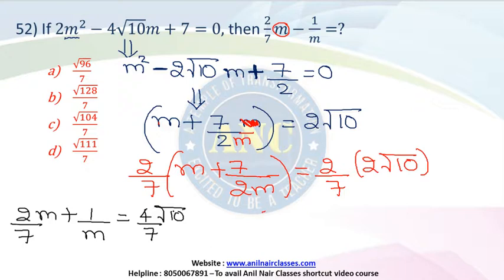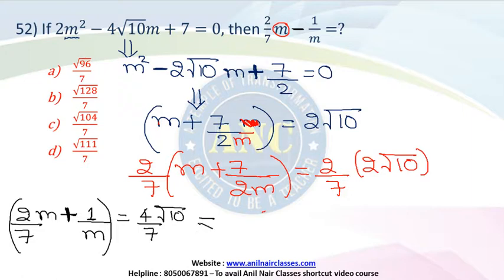Now, can I say that I know the value of 2 by 7m plus 1 by m. This value I know. The other value which is asked in the question has a minus in between. That's the only difference. Or in simple language, if I call 2 by 7 times of m as x and 1 by m as 1 by x, x plus 1 by x is known to me and I want to find x minus 1 by x. It is very, very simple.